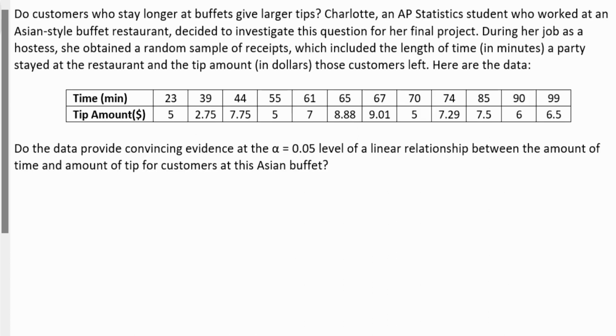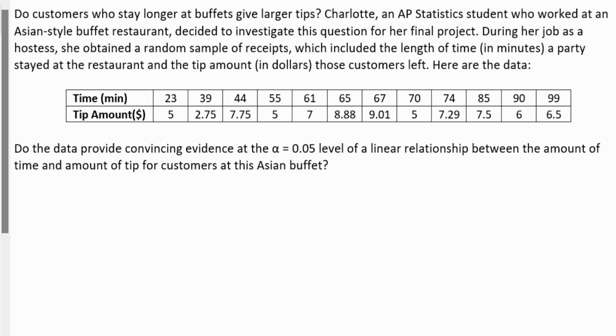Okay, so here's an example we want to look at. Do customers who stay longer at buffets give larger tips? Now we've actually already looked at the same exact data, and we checked all the conditions. We were just trying to see if there's a relationship between the amount of time they're staying at the buffet and the tips they leave. So we actually did some regression analysis, found a least square regression line, and we checked conditions. The question is, do the data provide convincing evidence at the 0.05 alpha level of a linear relationship between the amount of time and the amount of tip for customers at this Asian buffet?